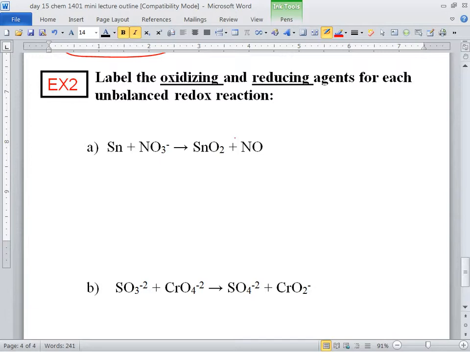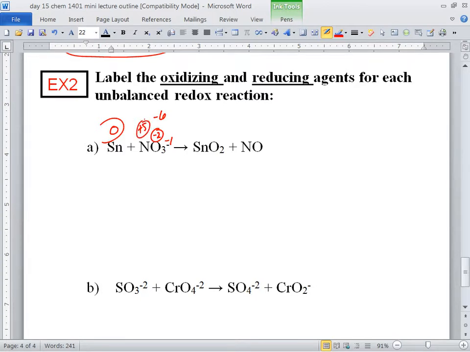Don't forget, this whole thing's a negative 1. Yeah, that whole nitrate's a negative 1. It's hard to see here for the nitrate, but it's a negative 1 as a charge. So hopefully you wrote down tin is 0. Each oxygen's a negative 2. That's a negative 6. So nitrogen has to be what? In nitrate, positive 5.